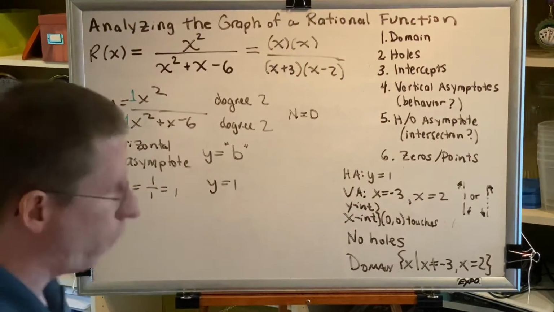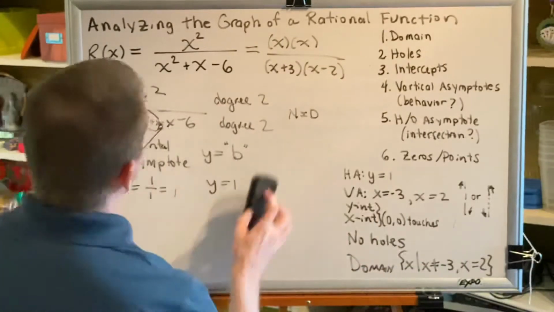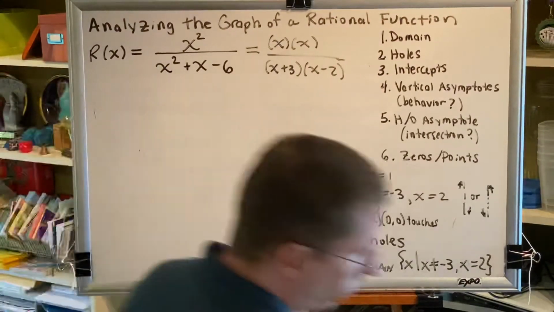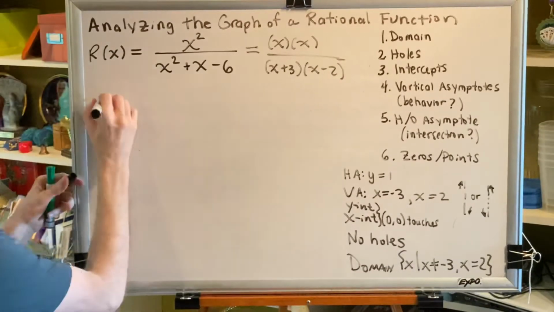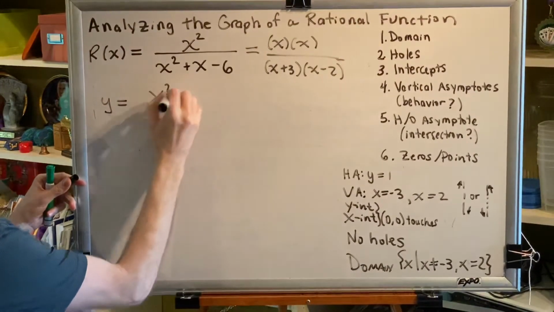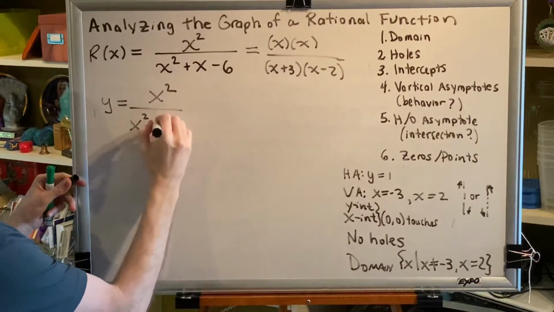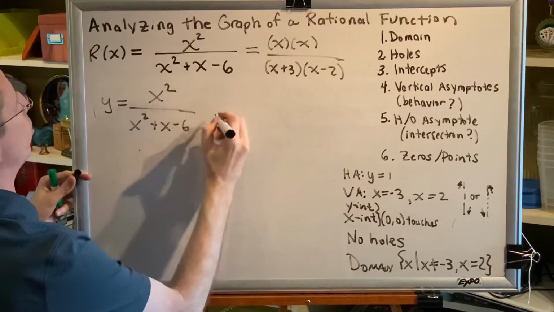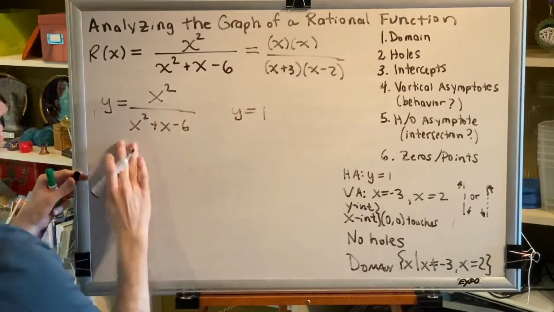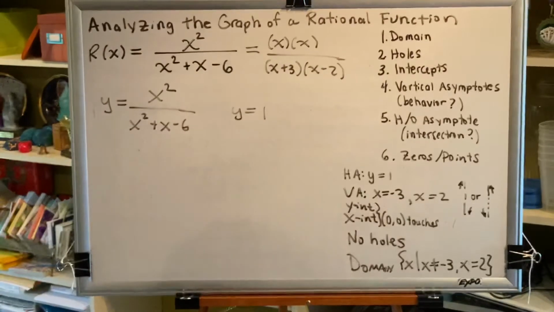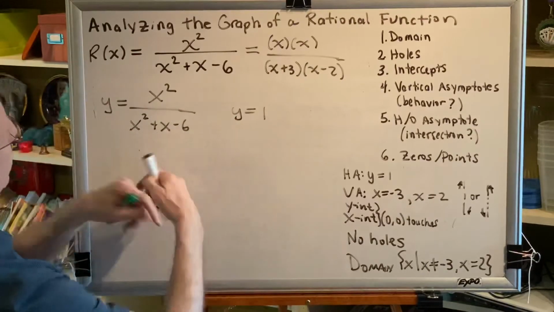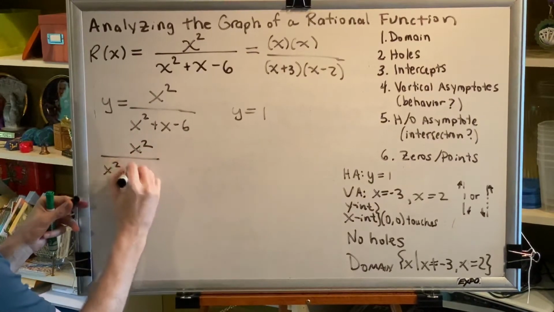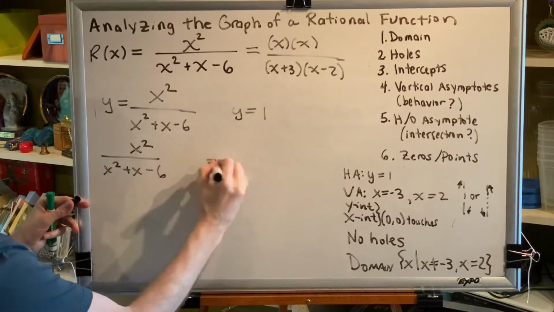Okay, the next thing we have to check for is an intersection. Does our curve intersect our horizontal asymptote of y equals 1? To find that out, you're just going to write your curve using your reduced r of x, which, keep in mind for this problem, happens to be the original one because we could not reduce it. So we use our original equation and the equation of our horizontal asymptote. They both start with y equals, and then we set them equal to each other. So this gives us x squared over x squared plus x minus 6 equals 1.